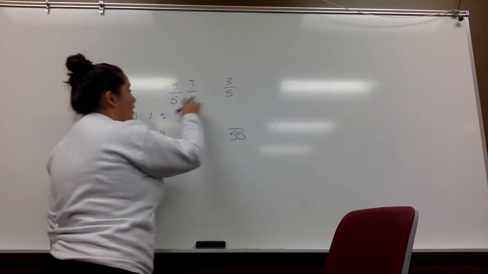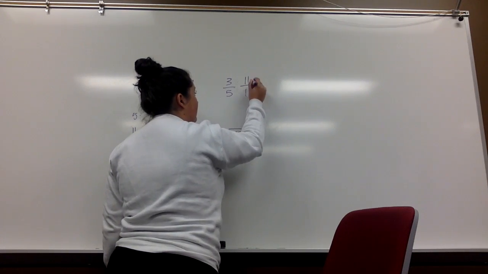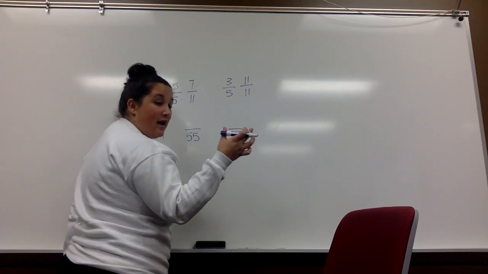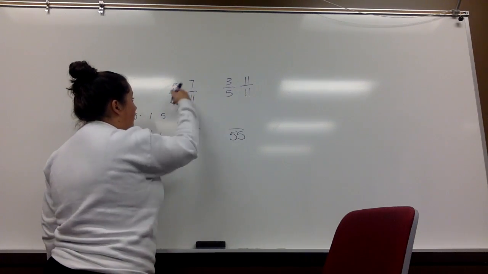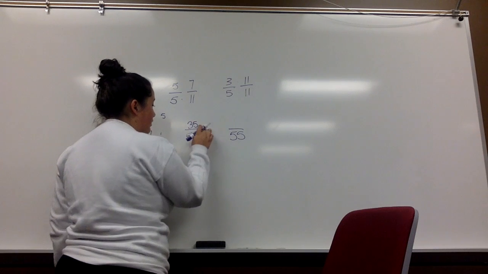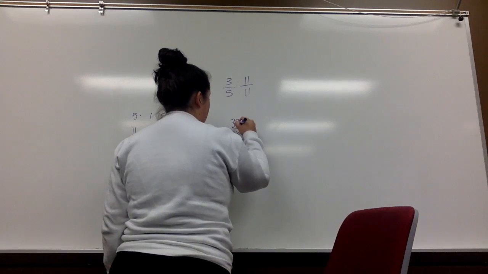So same thing over here. We're going to multiply the fraction by 11 over 11. Now, again, not changing the value, just changing the denominator. And we're going to see that we have 35 over 55 and 33 over 55.